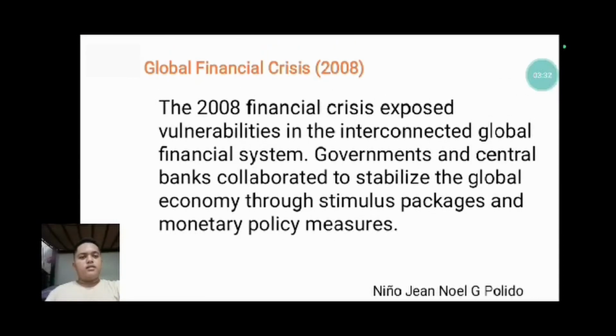Global financial crisis, 2008. The 2008 financial crisis exposed vulnerabilities in the interconnected global financial system. Governments and central banks collaborated to stabilize the global economy through stimulus packages and monetary policy measures.